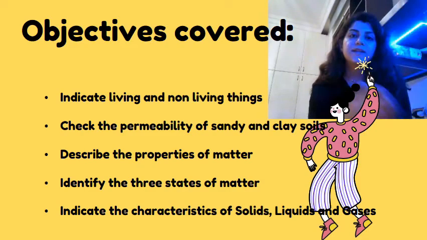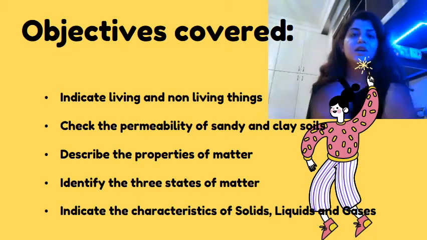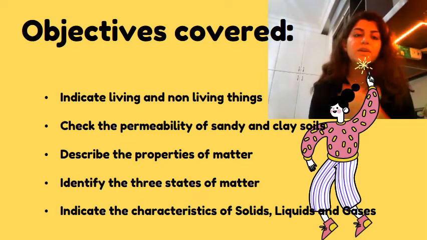We know that clay is impermeable while sand is permeable. Permeable means that it allows water to pass through it easily. And we also know that sand has large particles while clay has tiny particles. We can feel the particles of the sand, but we can't feel the particles of the clay.